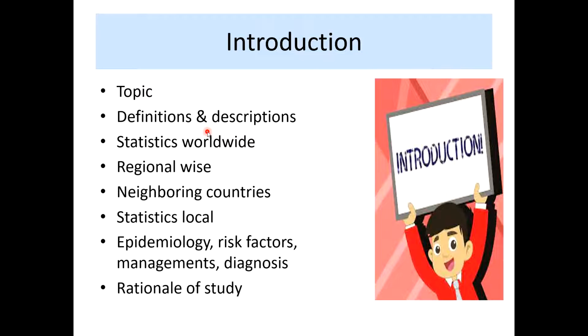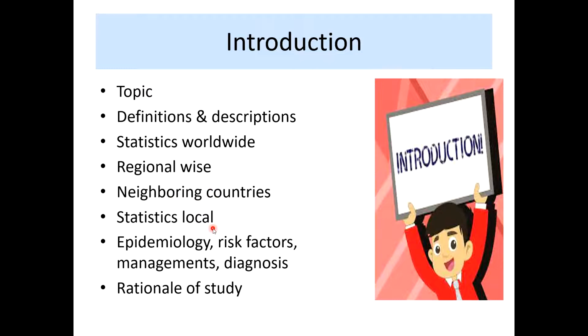So what will you do? How will you write? First of all, you will write your topic. You will write the definitions of the topic of interest on which you want to work. You will give some descriptions. You will give worldwide statistics about that topic. You will give region-wide statistics about that topic. You will give statistics of the neighboring countries. You will give statistics locally.